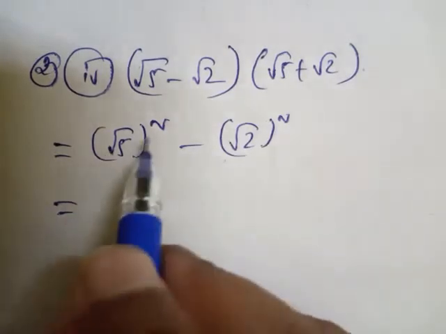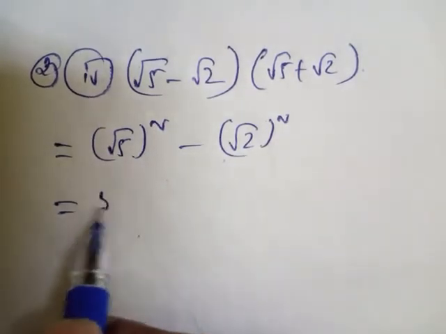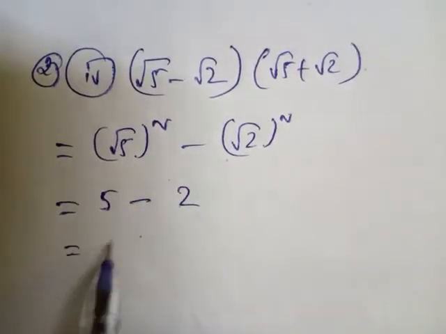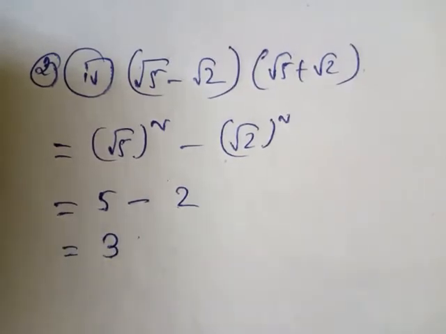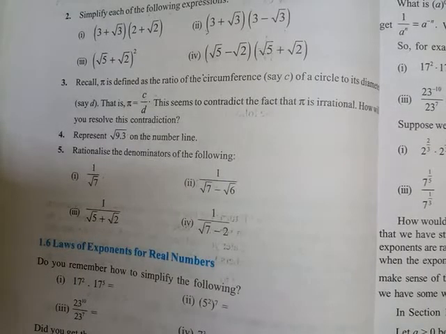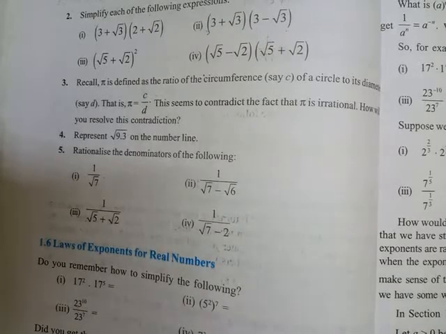So root square and root cancel, the answer is 5 here. Square root cancel 2, 5 minus 2 is 3. This is the answer of 2 Roman 4. Now student, we are going to solve question number 3.